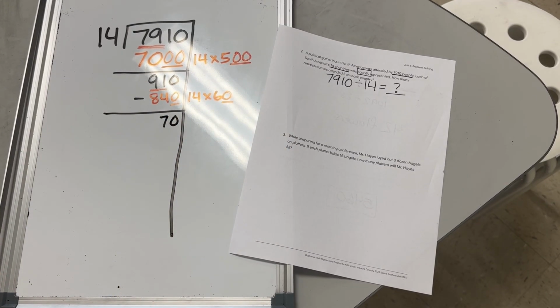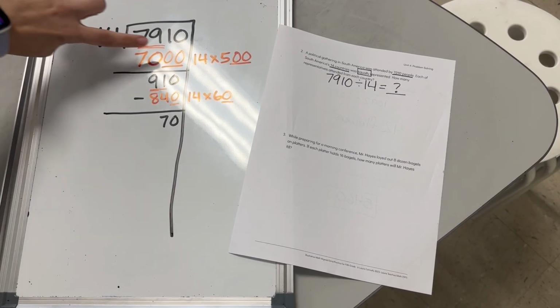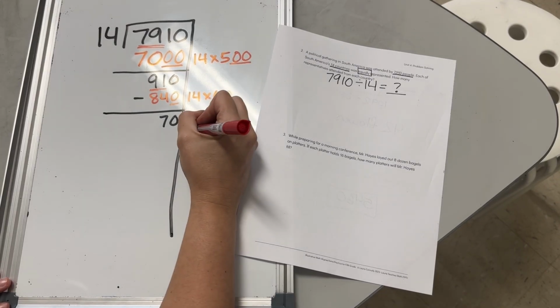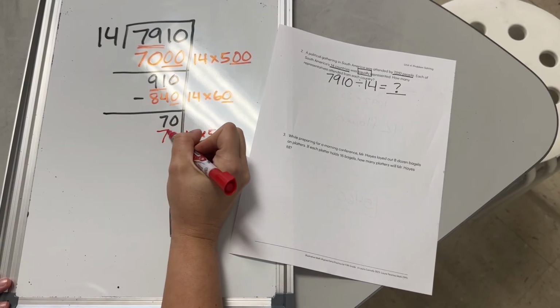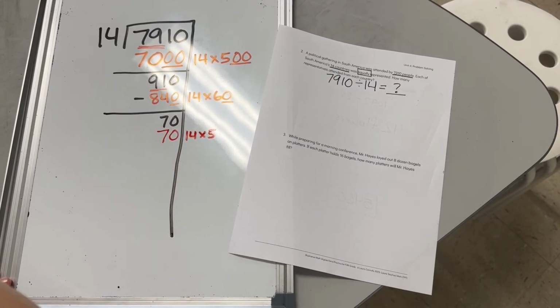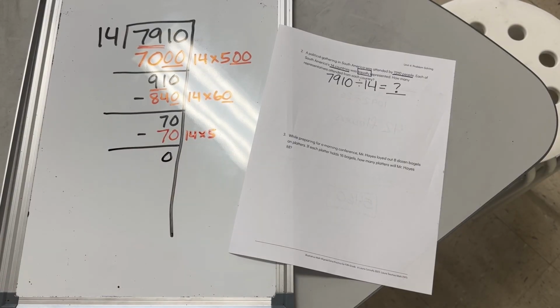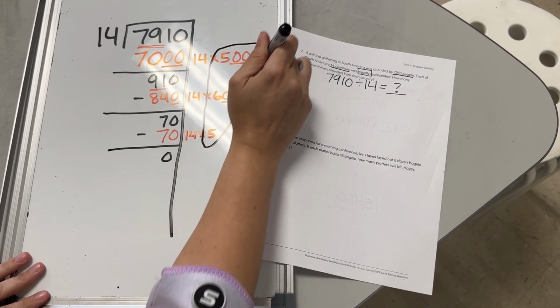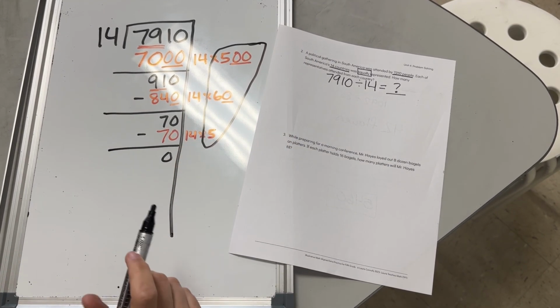Now I end up with 70. I already know from up here that 14 times 5 was 70. So I'll go ahead and do 14 times 5 and get 70. And then I can subtract to 0. Once I've subtracted to 0, I need to add up all of the numbers that I have here on the side. And these numbers are going to give me my total answer.